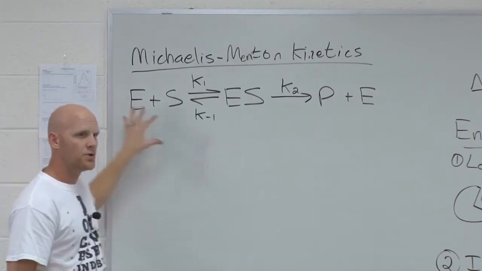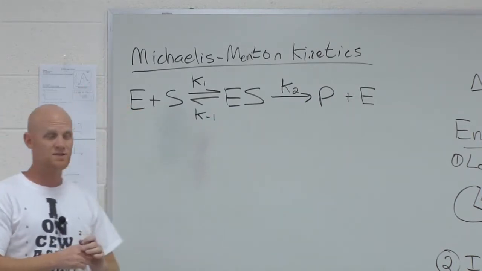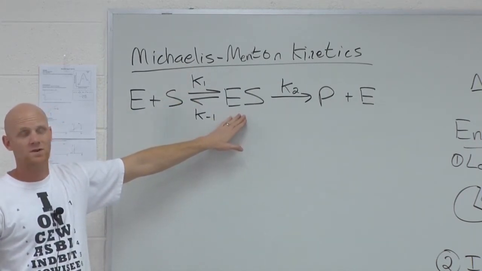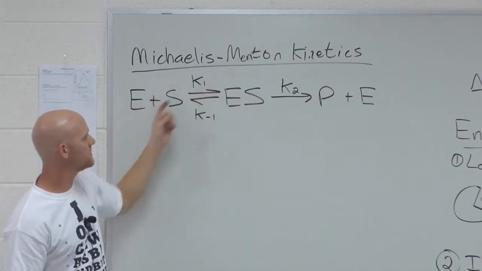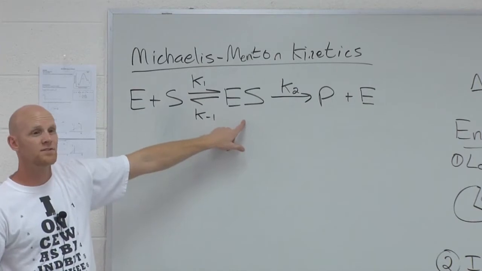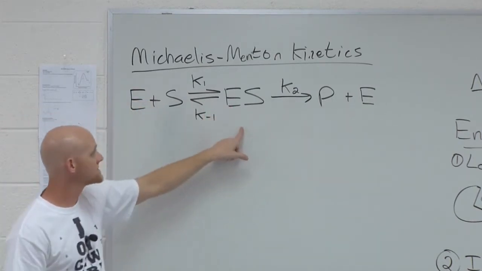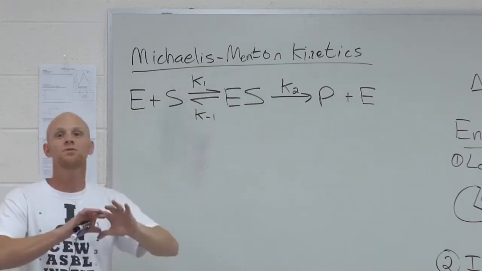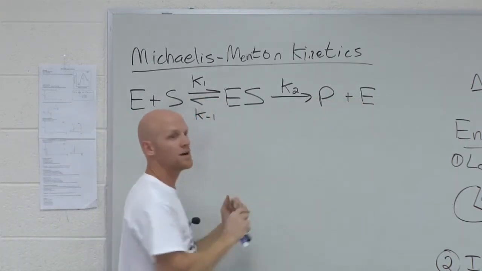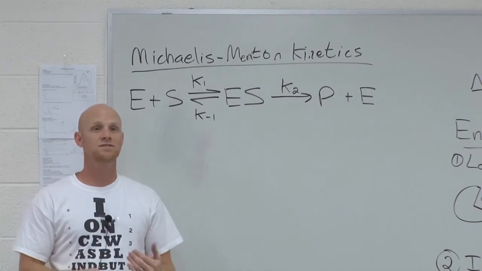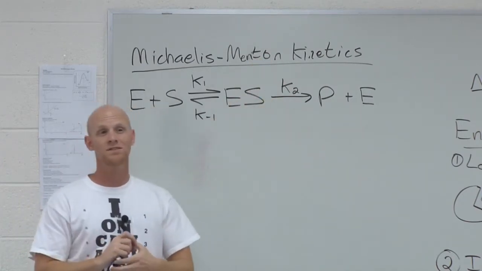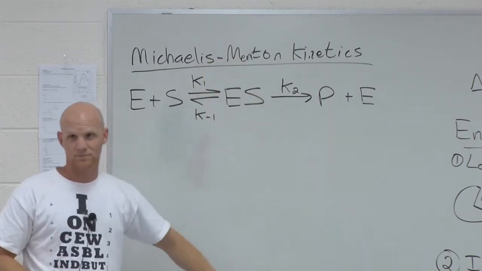And if you go through and make some steady state approximations, the steady state approximation just says that the amount of ES in my solution is constant. Which means that the rate at which E plus S goes to ES is equal to the rates at which it gets consumed, in which it forms product, and in which it dissociates back to free enzyme and substrate. Those rates are all equal. The rate at which it's formed and the rate at which it's used up are matched. That way its overall concentration is not changing. And derived from that steady state approximation is all the rest of it.